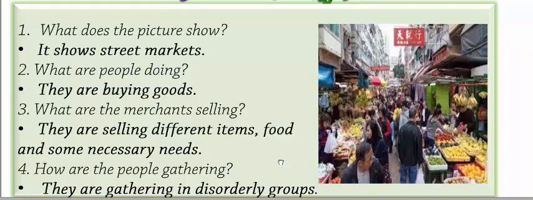Merchants mean the people who are displaying their goods in order to sell them in the market. So what are the merchants selling? They are selling different items, food and some necessary needs. How are the people gathering? They are not organized. They are in disorderly groups.